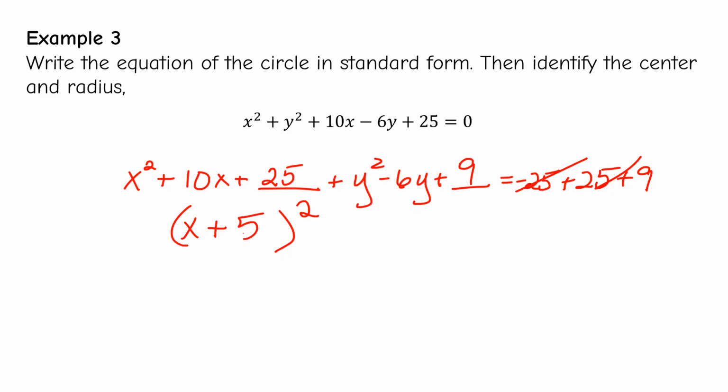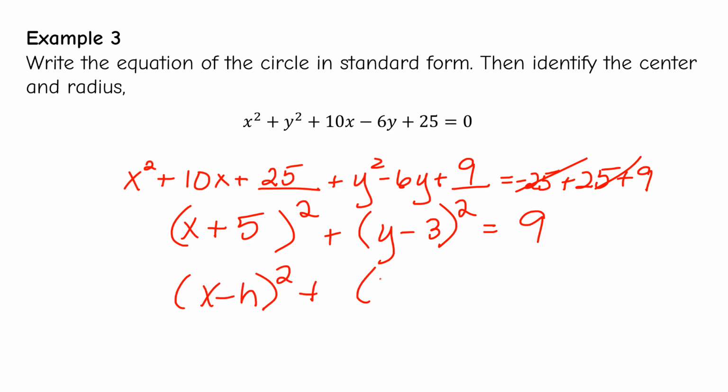Half of 10 is 5, quantity squared. And then for your y squared minus 6y plus 9, it's going to be y minus half the x coefficient, which is 3, quantity squared. And then you've got 9 on the right side. Now you have the equation almost perfectly in standard form, which remember is x minus h, quantity squared, plus y minus k, quantity squared, is equal to r squared.